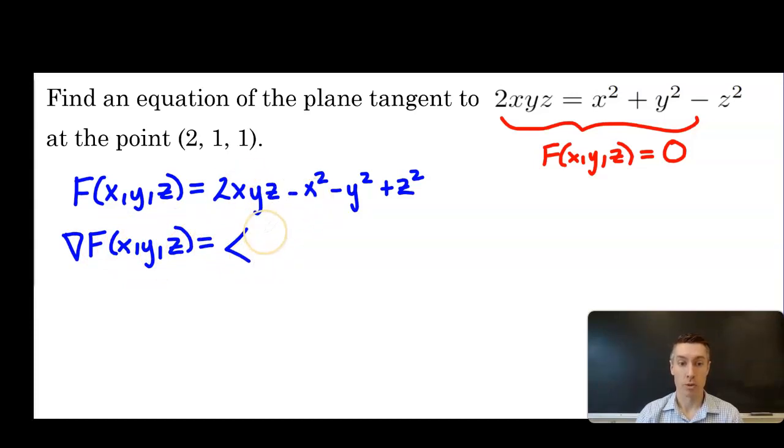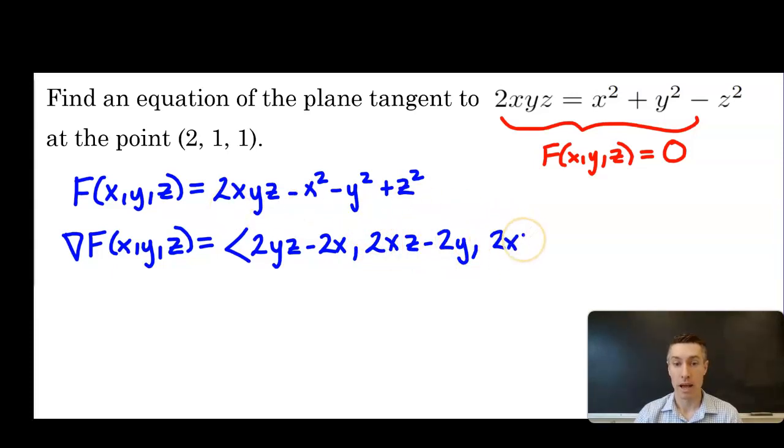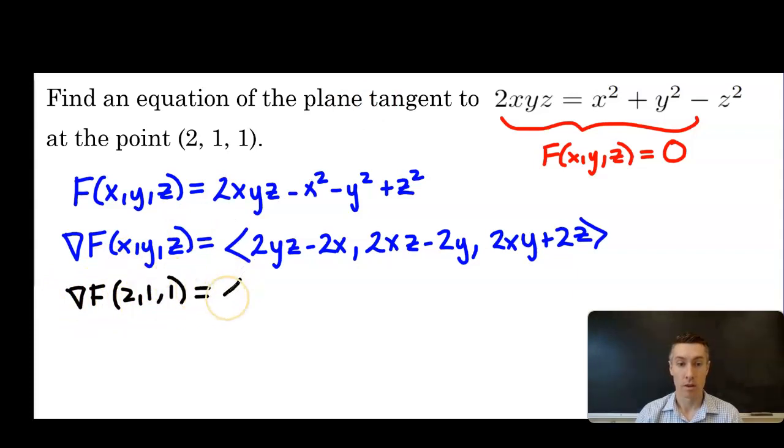So that's the partial with respect to x. So 2yz minus 2x. Partial with respect to y. So 2xz minus 2y. And the partial with respect to z, 2xy plus 2z. Now we're going to evaluate the gradient at the point (2, 1, 1). So that's going to be 2 minus 4, so negative 2. And then 4 minus 2 is 2. And 4 plus 2 is 6. So this now gives us a vector that is normal to the surface at the point (2, 1, 1).